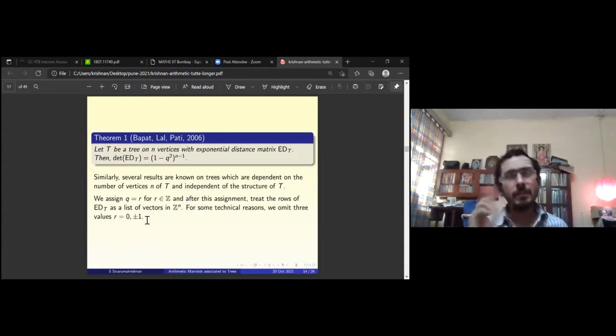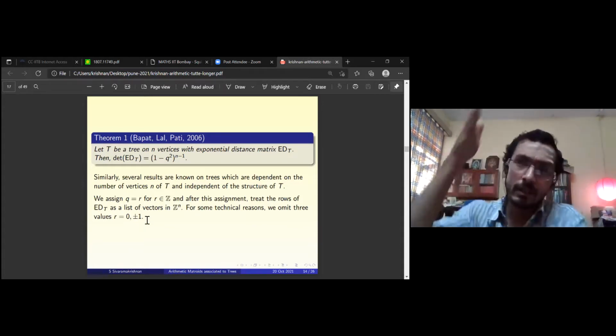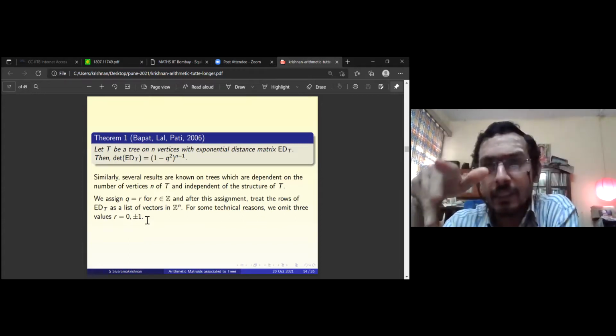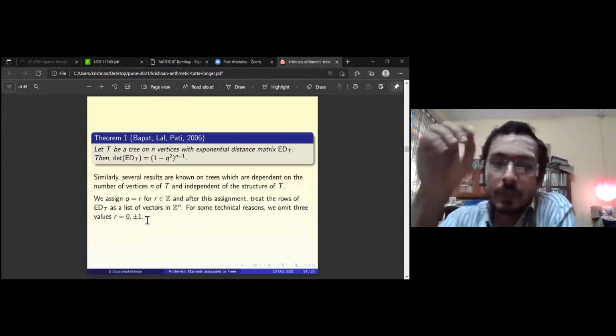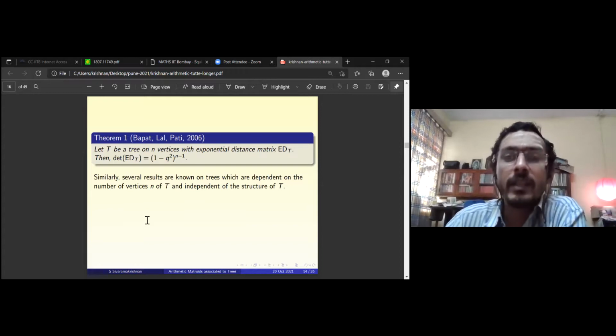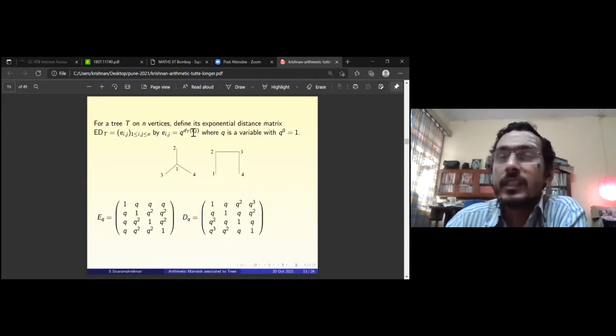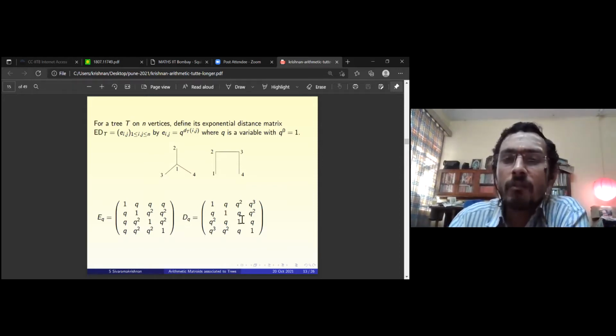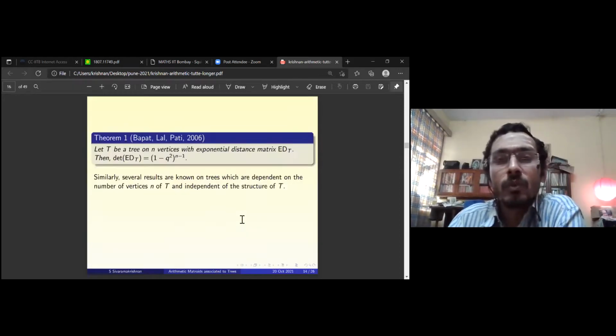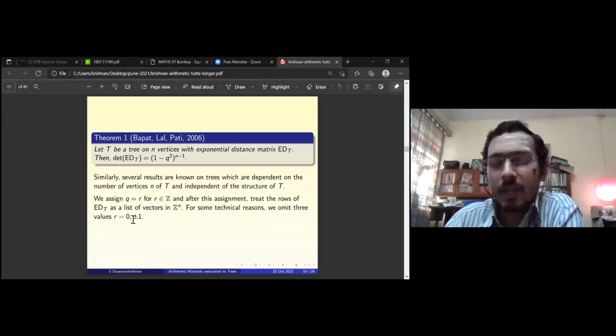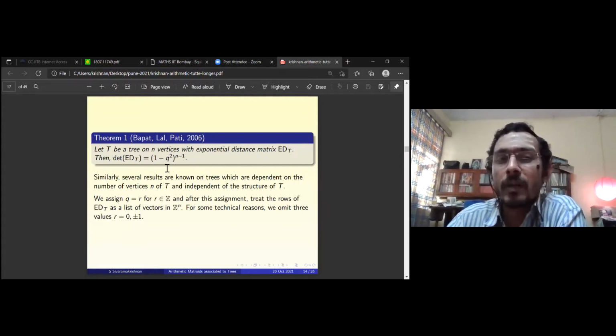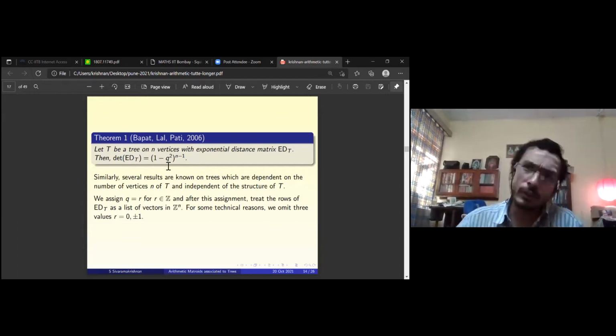So start with a tree and look at the exponential distance matrix of the tree, which has a variable q. The ijth entry is q to the power d_ij, the distance between i and j in the tree. In this, we're going to plug in some value r for the variable q. We will not allow plus or minus 1, which would make this exponential distance matrix singular, and we will not plug in 0 because it would make the matrix equal to the identity matrix, so it's not of interest. These 3 values we will omit. Otherwise, you can plug in any other value.